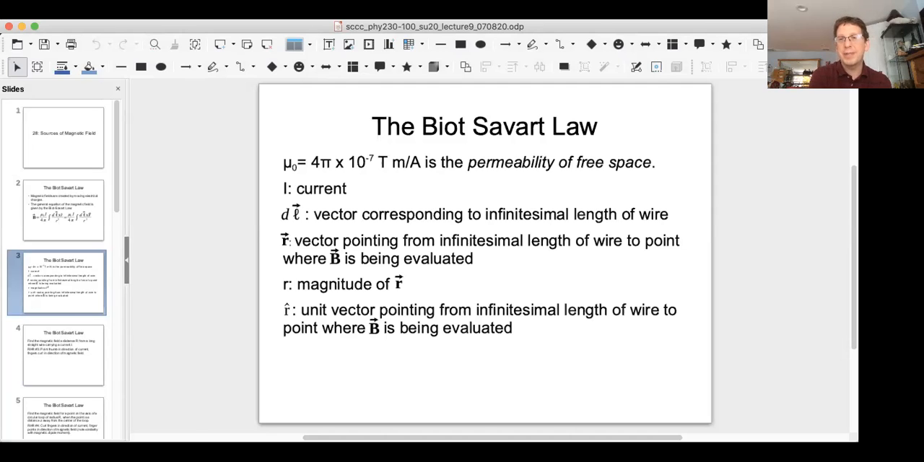dl is a vector corresponding to the infinitesimal length of wire. So it needs a magnitude and it needs a direction. R with the arrow is a vector pointing from the infinitesimal length of wire to the point where B is being evaluated. R without a hat or an arrow is simply the magnitude of that vector. And then R hat is a unit vector pointing in that direction. So it's equal to R arrow divided by the magnitude R, so that its own magnitude is simply 1 and dimensionless.